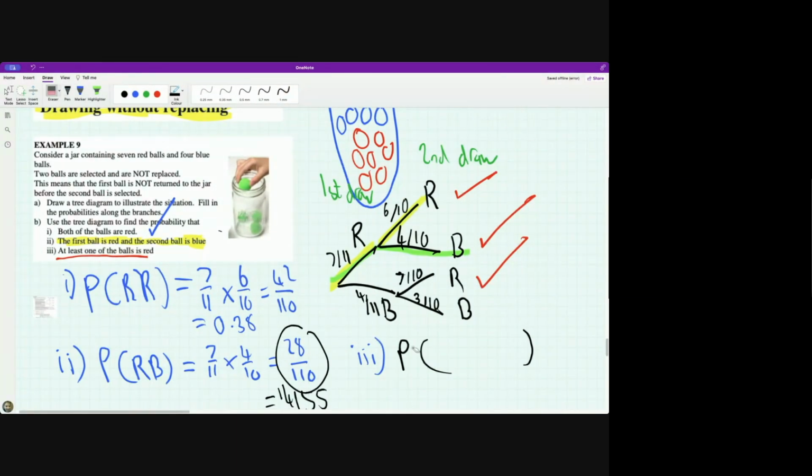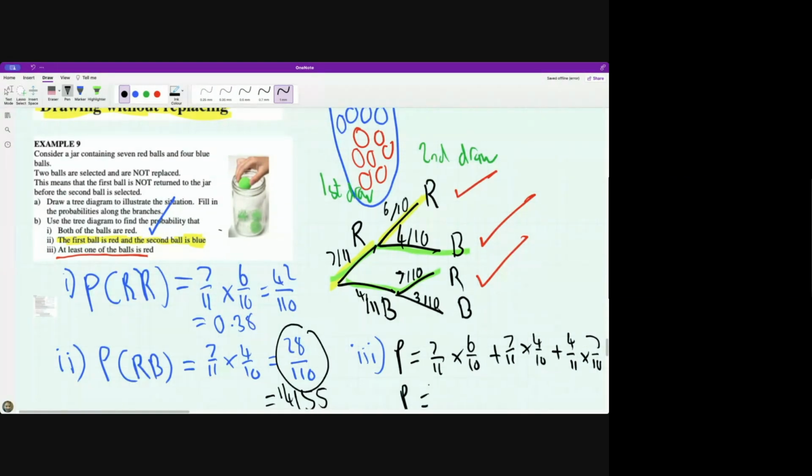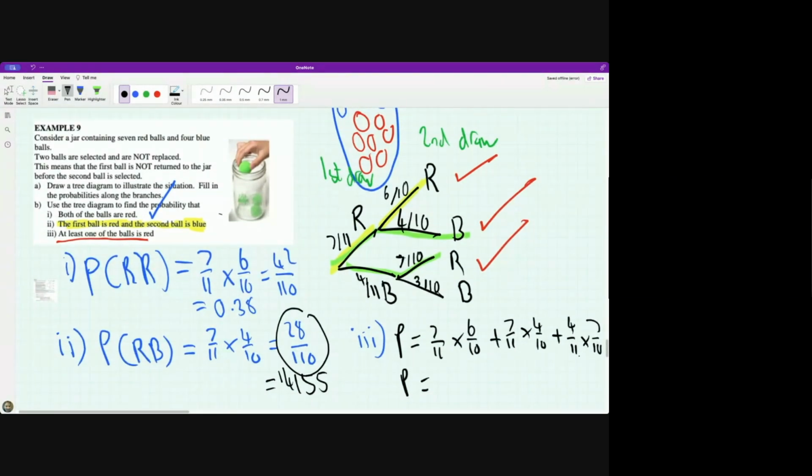Okay, for the last one, let's get this. So it's going to be 7 over 11 times 6 over 10, plus 7 over 11 times 4 over 10, plus, what was the last bit? The other one with red in is this one. So that is 4 over 11 times 7 over 10. Can someone give me that final answer?